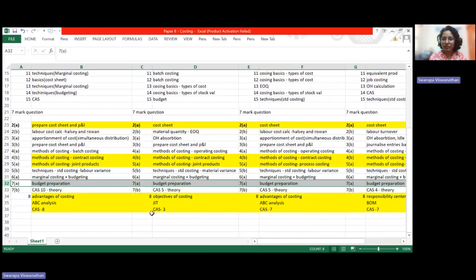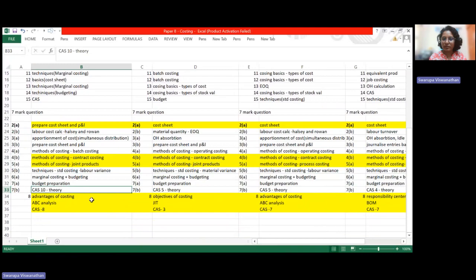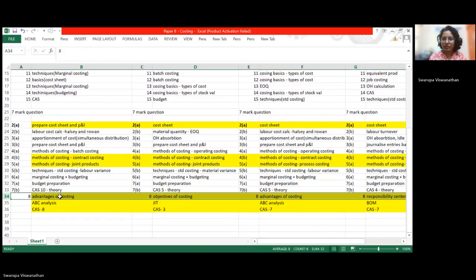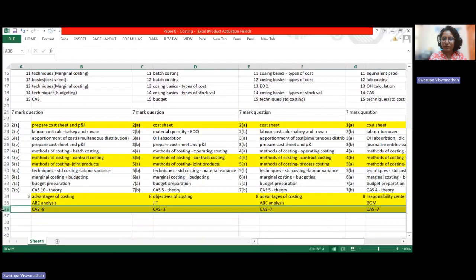7A is budget preparation. It can be cash budget, flexible budget, fixed budget, any type of budget. 7B is a question on cost accounting standards. Every attempt there is this 7B question on cost accounting standards. Then we have the 8th question, which has advantages of costing, ABC analysis, and again a question on CAS. This 8th question is a completely theory question.